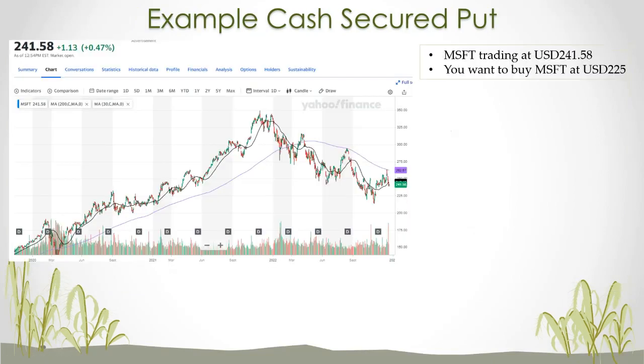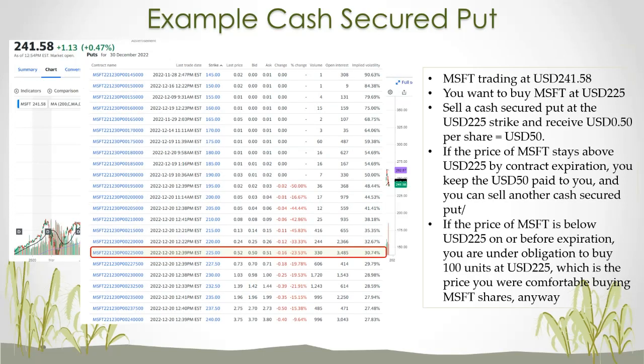So let's look at an example with Microsoft. Microsoft is trading at $241.58, but you've decided that the fair price you want to pay for Microsoft is $225. As we've mentioned previously, you can put in a limit order, and if the price of Microsoft drops to $225, you will buy it at $225. The flip side is you can do a cash secured put.